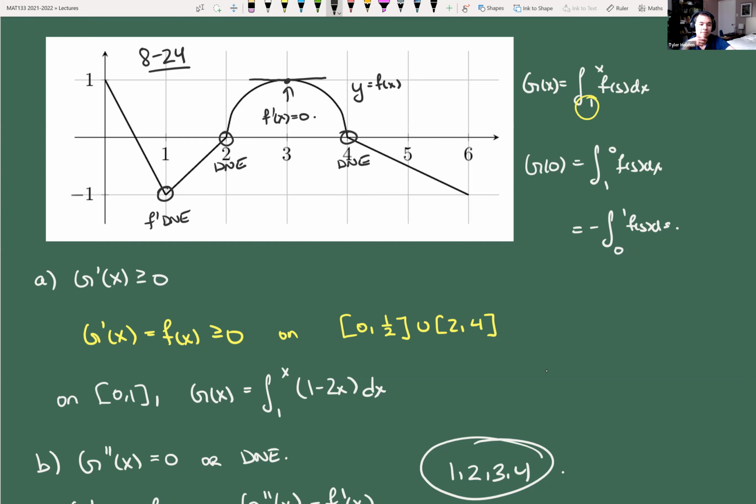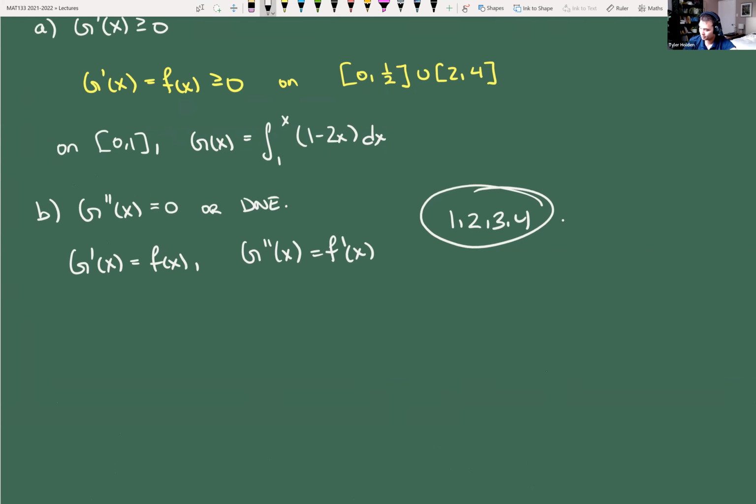Yeah, you can have concavity changes at cusps. And the thing is, if you were to actually plot G, G is smooth. G is totally differentiable everywhere. So those cusps actually just sort of disappear when you integrate those things out, right? So 1 and 3 are the actual inflection points.